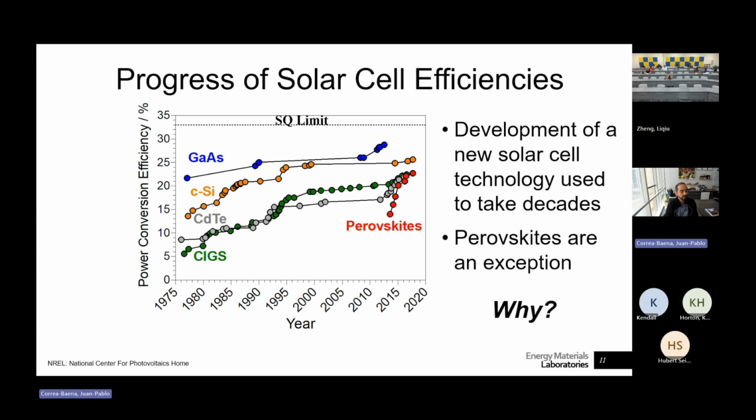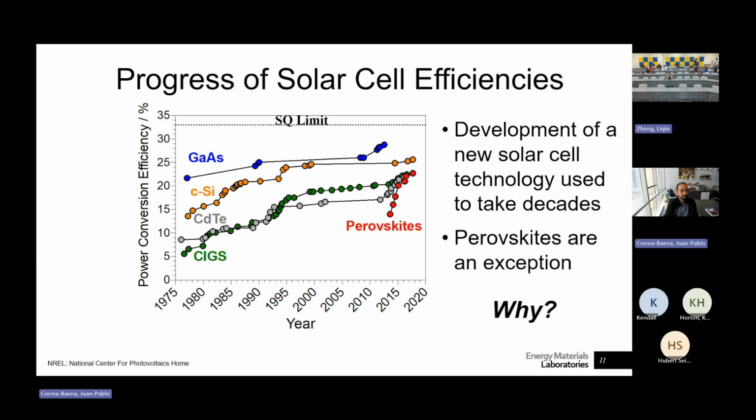You can see how gallium arsenide, crystalline silicon, cadmium telluride, and CIGS, these are 4 different types of technologies, have emerged over time. Crystalline silicon is the most commonly used material. So if you look at solar panels anywhere, that's going to be crystalline silicon. And it took a while for us to get to these very high efficiencies, right? So efficiencies in the range of 25% were only achieved very recently, like 10 years ago.